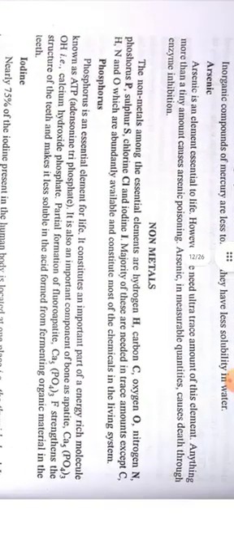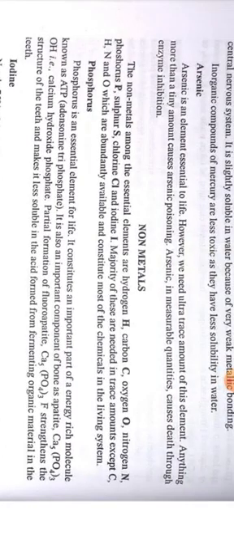Next element is arsenic. Arsenic is an element essential to life. However, we need only ultra-trace amounts of this element. Anything more than a tiny amount causes arsenic poisoning. Arsenic in a measurable quantity causes death through enzyme inhibition.